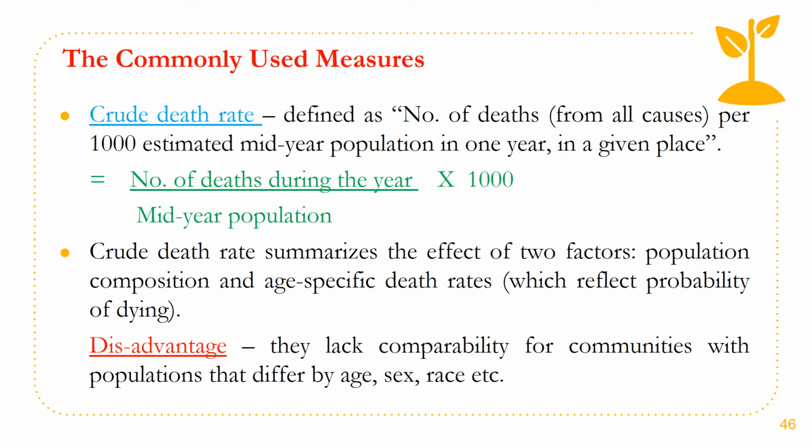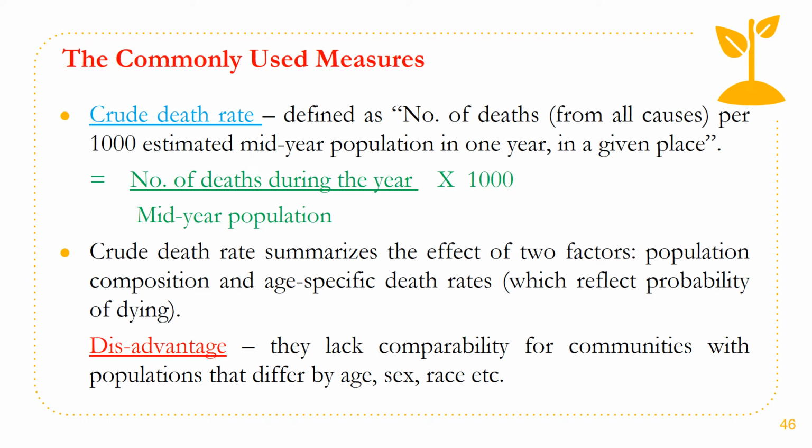The commonly used measures are crude death rate. Here you have to remember what is crude. It's defined as the number of deaths per thousand estimated mid-year population in 1 year in a given place. So crude death rate summarizes the effect of two factors: population composition and age-specific death rates. The disadvantage of the crude death rate is that it lacks comparability for communities with populations that differ by age, gender, or race. I will explain the disadvantage.